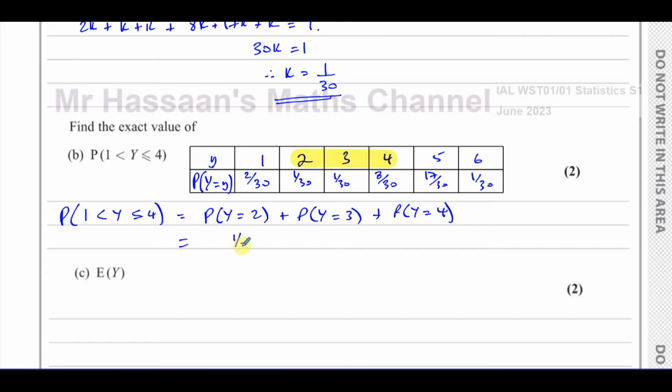That's going to be 1 over 30, plus another 1 over 30, plus 8 over 30. That gives you 10 over 30. 10 over 30 divided by 10, you get 1/3. That's the probability that y is between 1 and 4, not including 1, including 4, so 2, 3, and 4 added together. Then it says find E(Y). What does E(Y) mean?